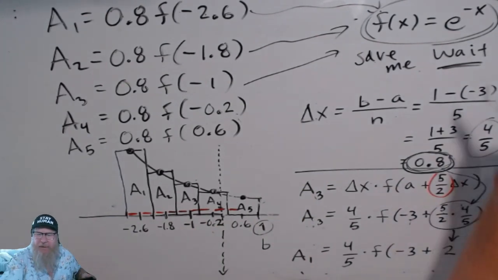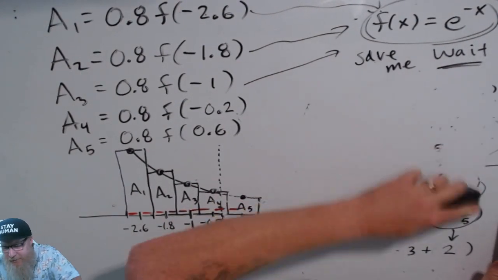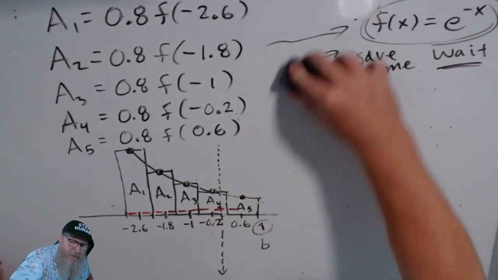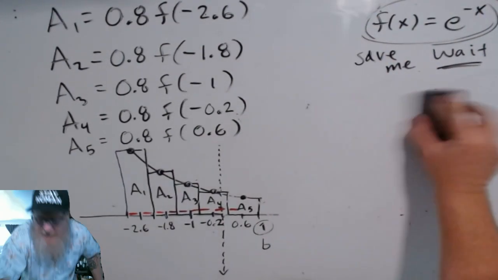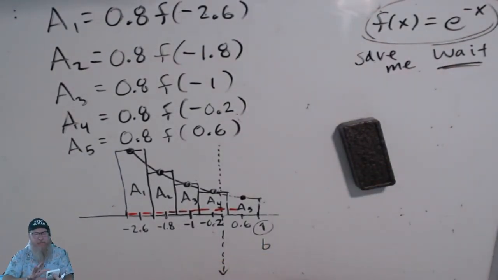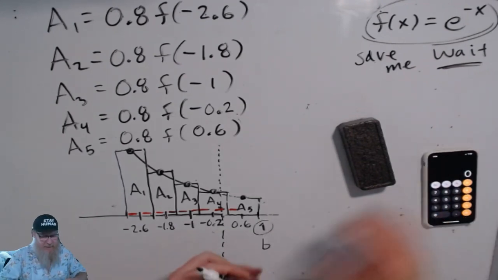Now you're going to need your calculator because you can't very easily calculate exponential e functions without it. You do have an E button on your calculator, so get your calculator of your choice out. I'm going to try the phone again.